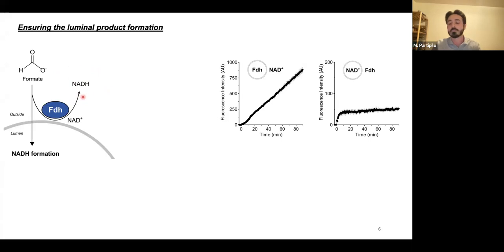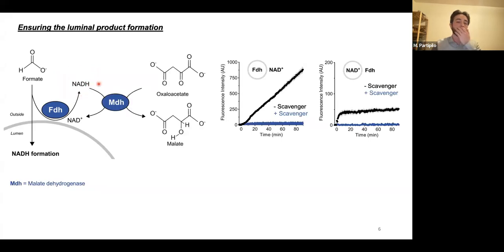For this reason, we had to devise a system that would avoid observing any product formation on the outside. And we came up with the scavenger system, or external scavenger system, that is composed of an enzyme called malate dehydrogenase and a membrane impermeable substrate that is oxaloacetate.